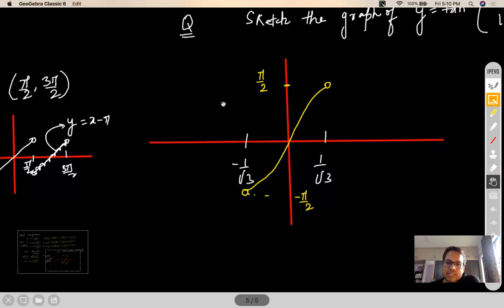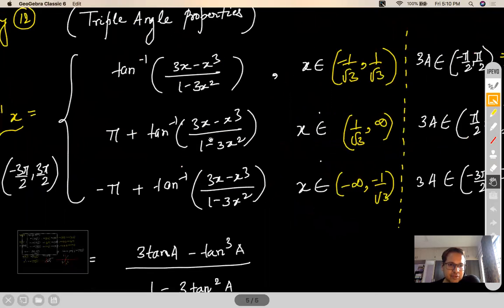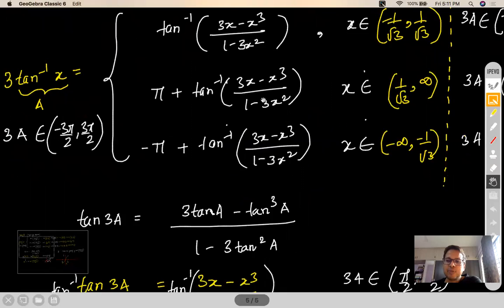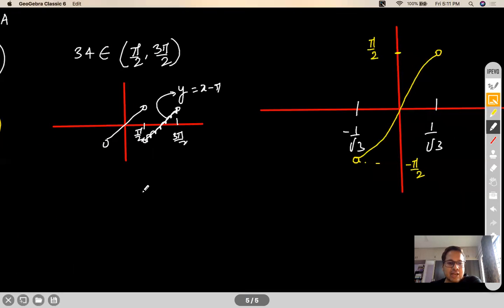Now, talking about the 1 by root 3 to infinity part. For the 1 by root 3 to infinity part, I have to draw the graph of 3 tan inverse x minus pi. So send this pi to the other side because we have to make this the subject of the formula, right? Ask yourself, 3 tan inverse x minus pi, I want that part of the graph which is from 1 by root 3 to infinity. So let's do that. I will help you to do that. So let's draw the graph of 3 tan inverse x first.